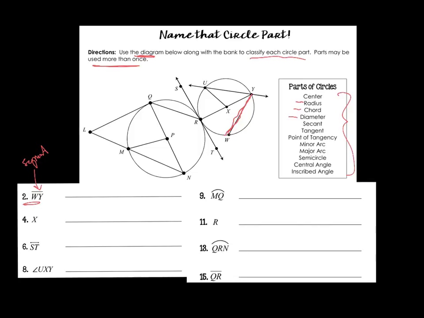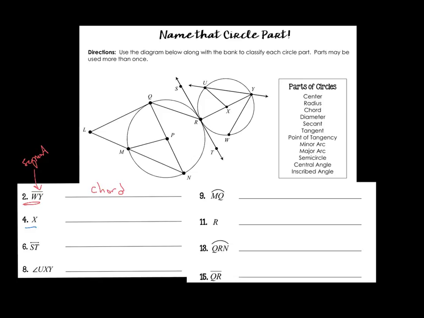Radius goes from a point on the circle to the center. Nope, not that one. A chord has endpoints on the circle. That looks pretty good. And the diameter, remember, is a chord that passes through the center. Here's the center here, so that's not that. So I guess this is a chord.